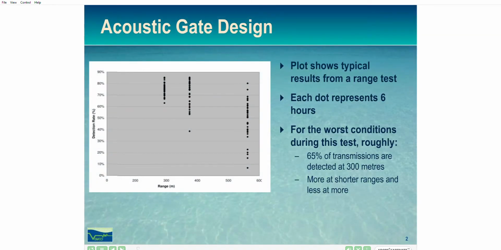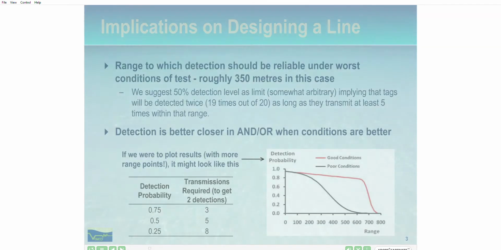Before we get into gate design, we need to first consider range test data. This graph was created from a simple long-term range test we conducted near our facility in Shad Bay, Nova Scotia. There are only a few ranges displayed, however you can still see that detection probability becomes more variable and decreases as range increases from a VR2W.